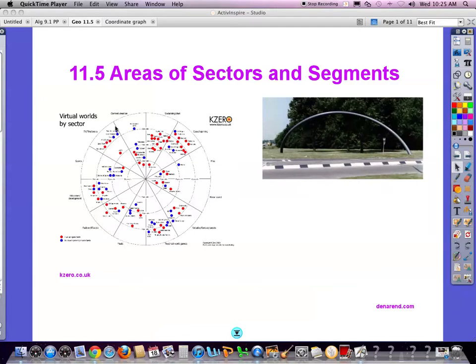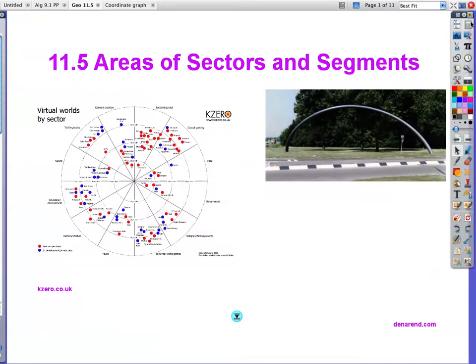11.5, areas of sectors and segments. A little visual: usually when you talk about sectors, you're talking about somebody in charge of sector Q, something like that. This left picture is a general idea of what a sector might be. This portion right here is considered a sector. It looks like a piece of the pie. Here's a different sector right here, also looks like a piece of pie or pizza. So the next time you sit down and have pizza, you're actually eating a sector of the pizza.